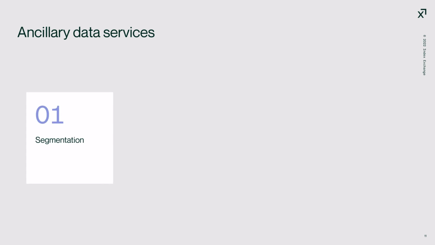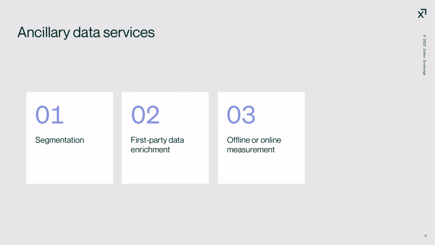Next is ancillary data services. This is a big point of consideration. Do you use the ID provider here for any other data service? This includes first-party data segmentation and enrichment, offline and online measurement, or customer database identity resolution. If you are using these data services already from a provider, it's very likely that you'll consider staying within that ID provider's data ecosystem.